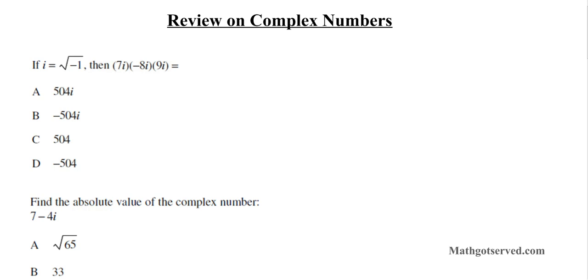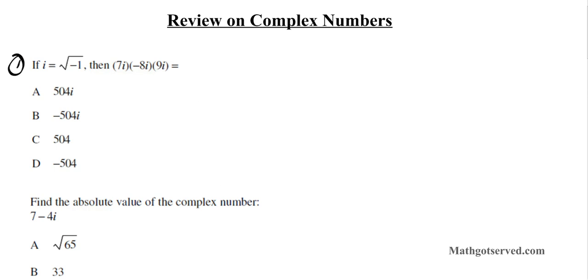Okay, dear students, we're going to go ahead and get started by going over some review problems on complex numbers. So let's take a look at question number 1. If i equals the square root of -1, then what is the value of 7i times -8i times 9i?